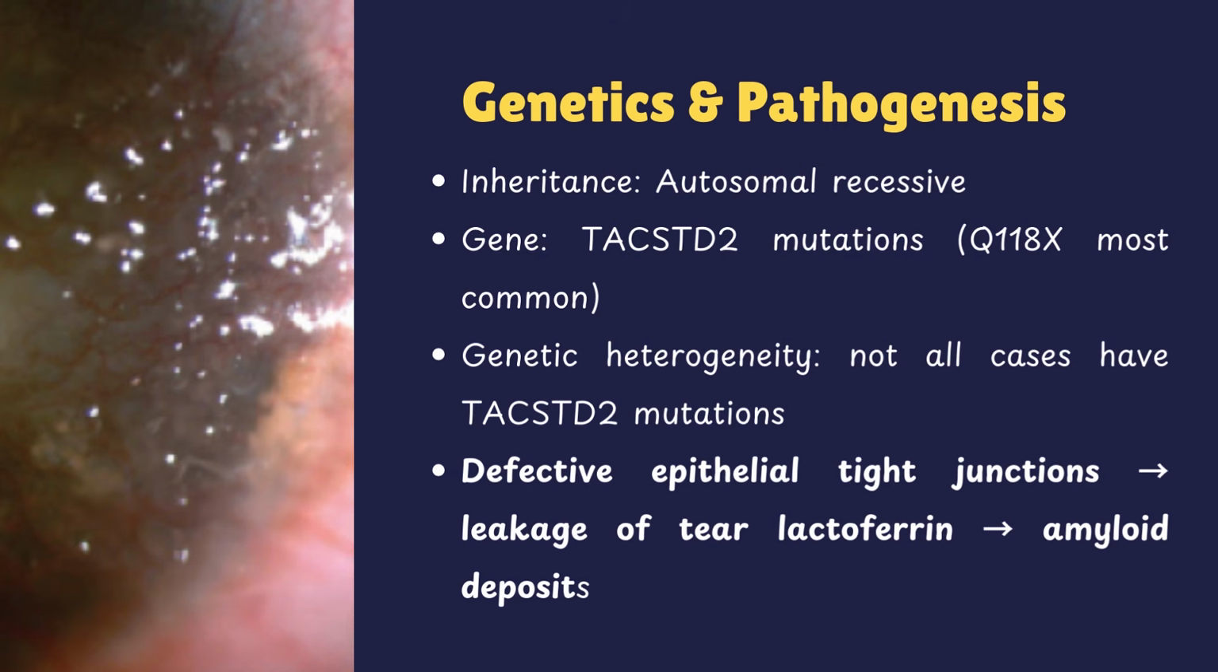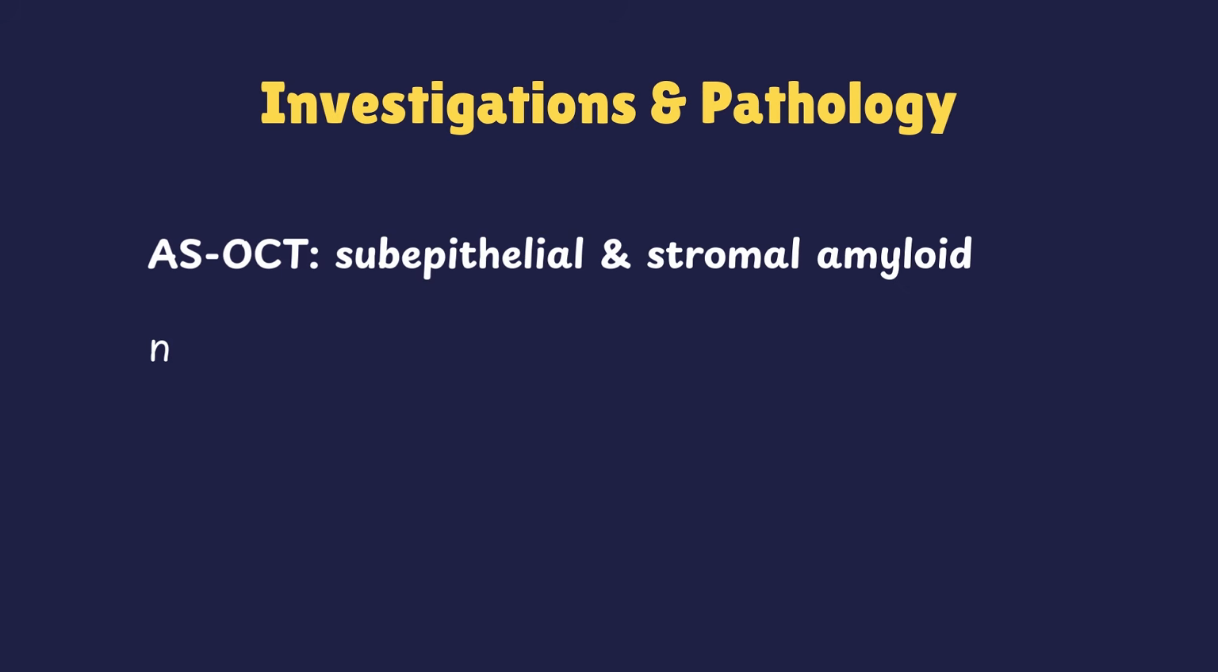So in GDLD, there will be weakening of these junctions, making the epithelium leaky, and this allows tear components, especially lactoferrin, to seep into the subepithelial space. And once it's inside, the lactoferrin undergoes abnormal folding and aggregation, forming amyloid. Over time, these amyloid deposits accumulate in the subepithelial and the anterior stromal layers, giving rise to those classic mulberry-like nodules. Let's discuss how to diagnose, investigations, and histopathology.